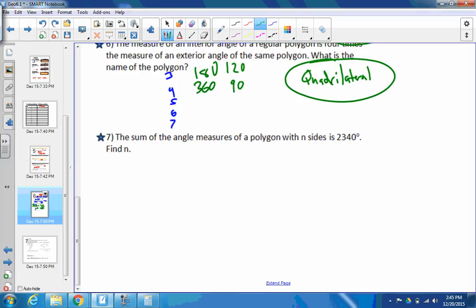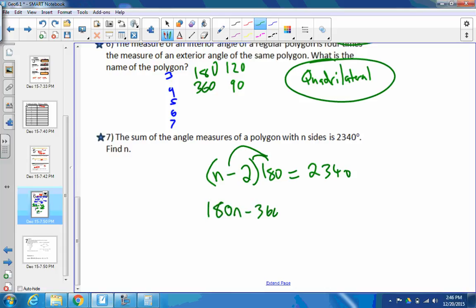All right, number 7. The sum of the angle measures of a polygon with n sides is 2,340. So we're going to use that same theorem, that formula. We have n minus 2. We're trying to find what n would be. n minus 2 times 180 is going to get us a total of 2,340 degrees. So pretty big. Let me just solve. So we distribute here. We have 180n minus 360 equals 2,340.